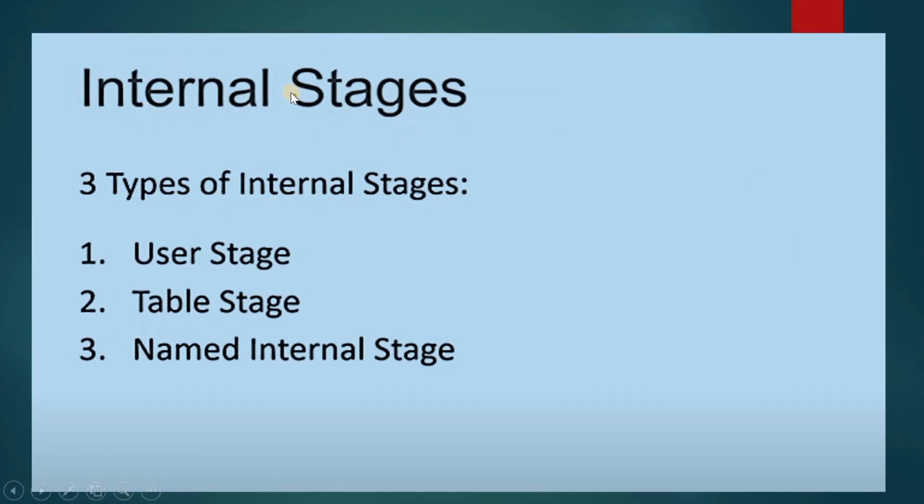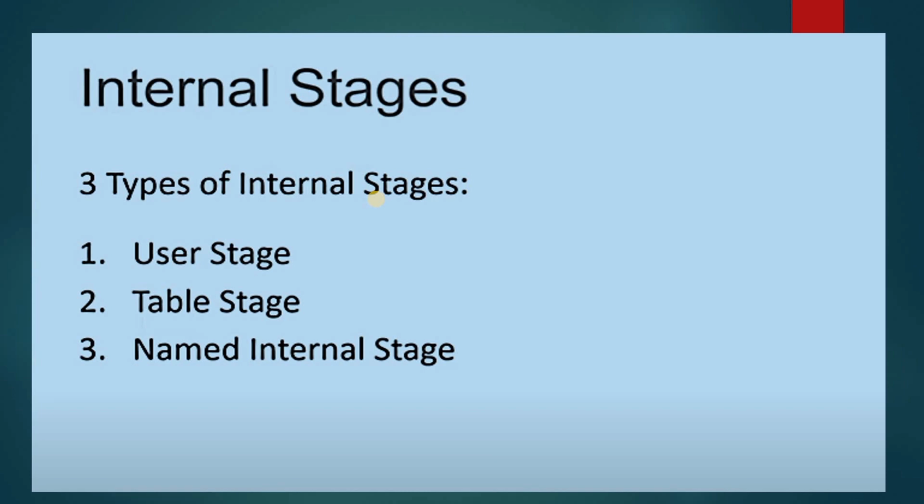As I have told you, there are three types of internal stages: user stage, table stage, and named internal stage. Let's talk about the internal stage. Internal means it is all about the local machine, the local directory. We create an internal stage for loading data from the local machine. Suppose I am using a Windows machine and I want to load a file from it, then we have to create an internal stage. Basically, we create an internal stage for loading or unloading data from our local machine.